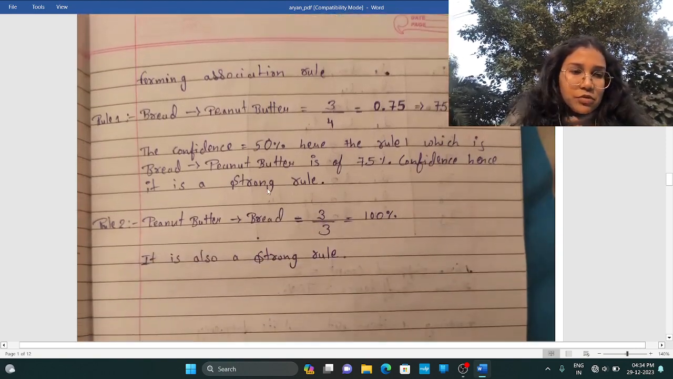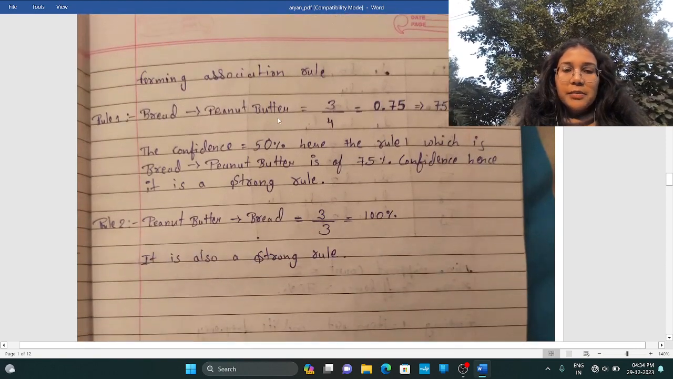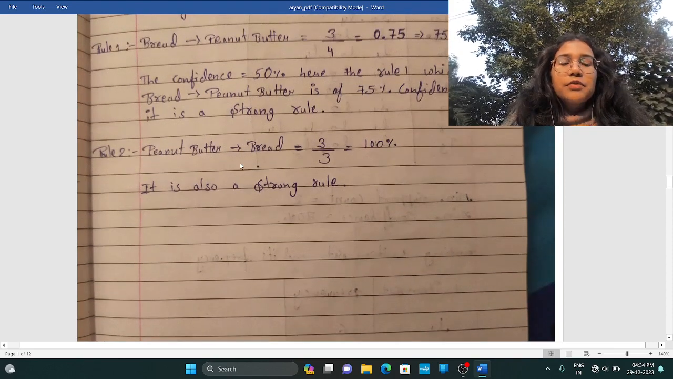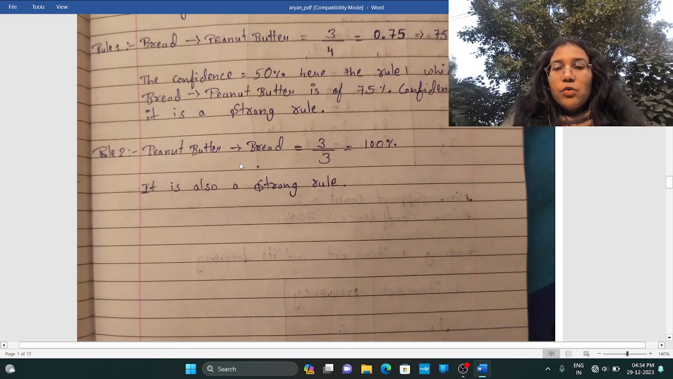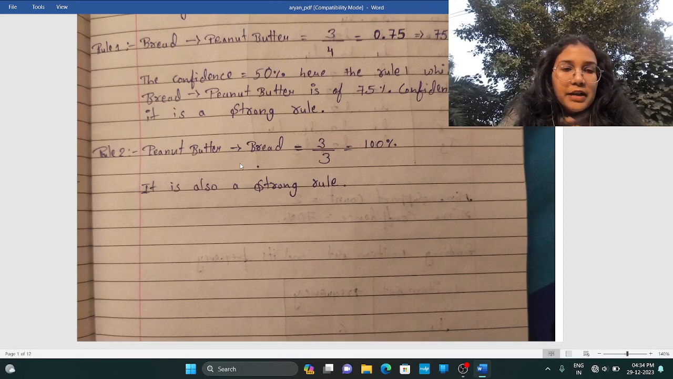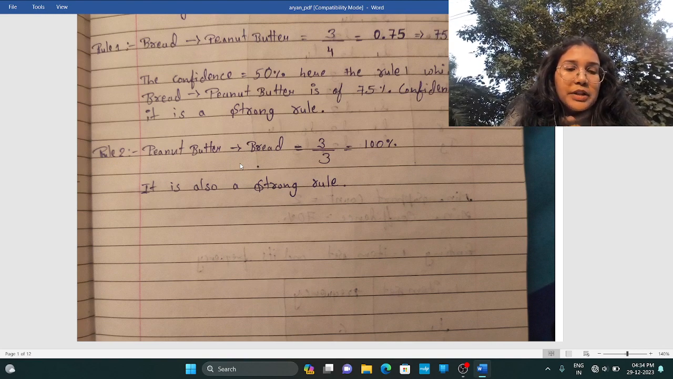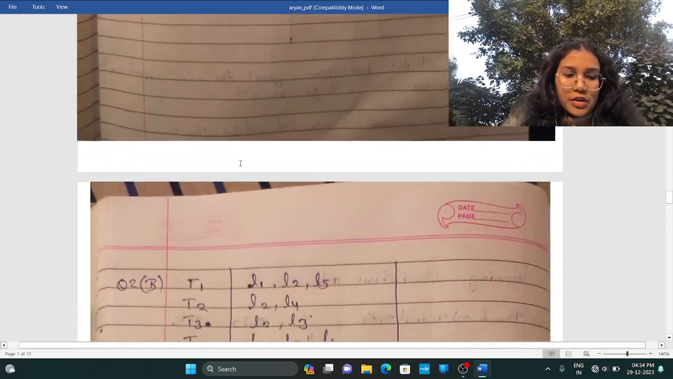Forming association rules. Rule 1: bread implies peanut butter equals 3 by 4, which is 0.75, that is 75%. The required confidence is 50%. Here rule 1, bread implies peanut butter, has 75% confidence, hence it is a strong rule. Rule 2: peanut butter implies bread equals 3 by 3, which is 100%. It is also a strong rule.